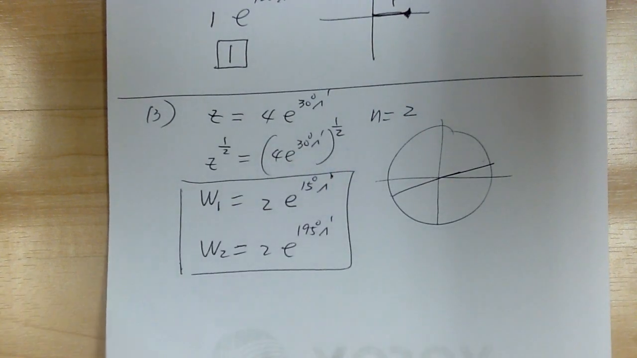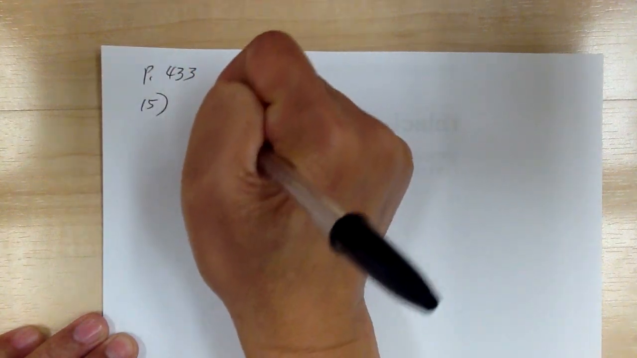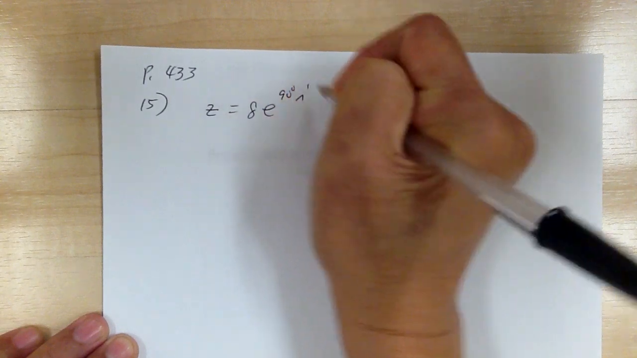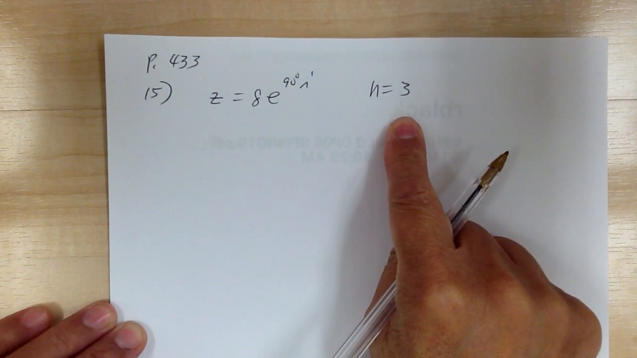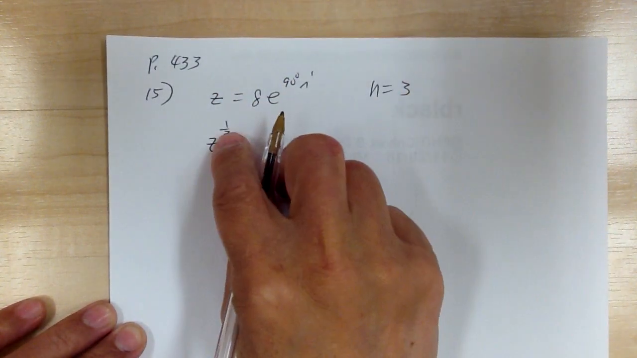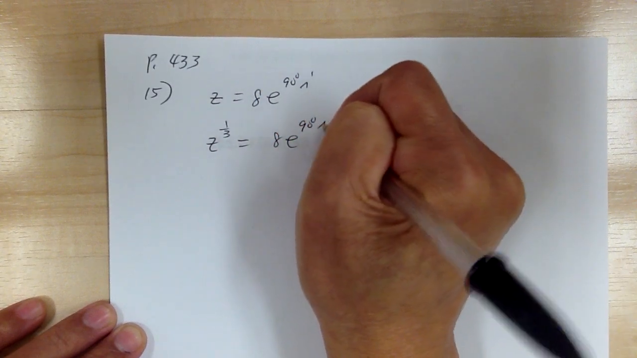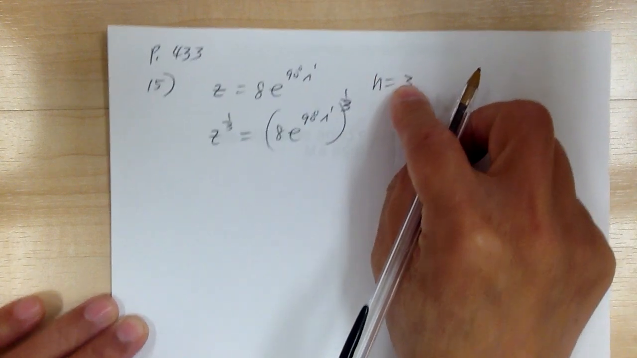Okay, let's go to 15. You got z equal to 8 e to the 90 degree i, and n equal to 3. So n equal to 3 means you're taking the cube root. So you just go 1 over 3. N is 3, so it'd be 1 over 3: 8 e to the 90 degree i to the 1/3 power.